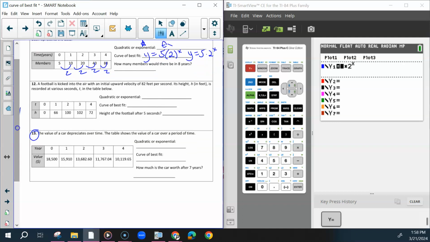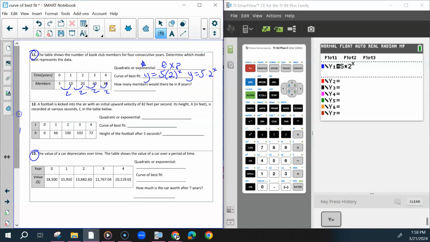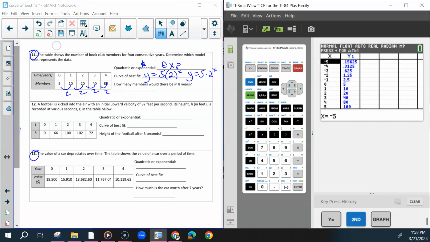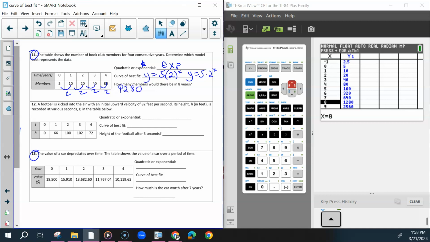Trying to write, and the board doesn't want me to. Okay. Then it's asking how many members would there be in 8 years. So I'm just going to go into the table and look when x is 8. And say that there would be 1,280 members in 8 years, because it would keep doubling. And you can see that in the table that it keeps doubling.